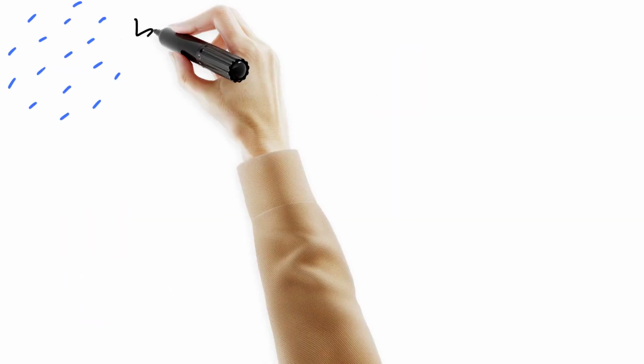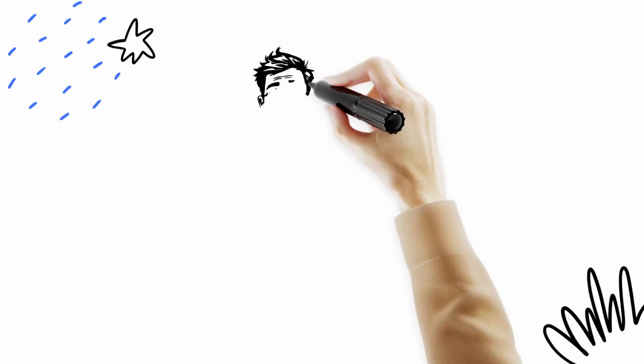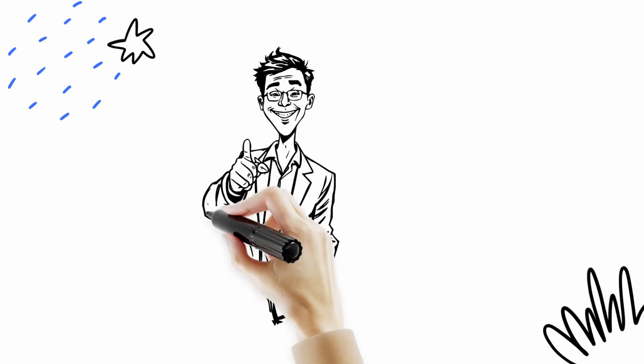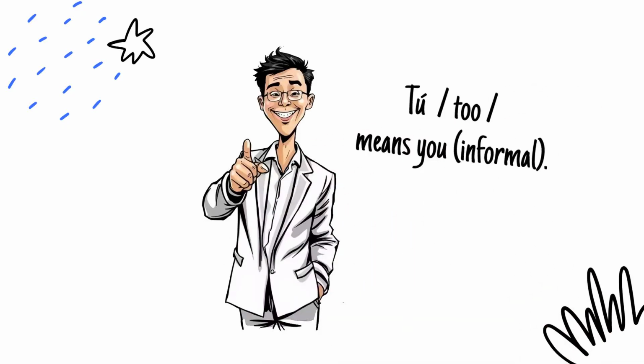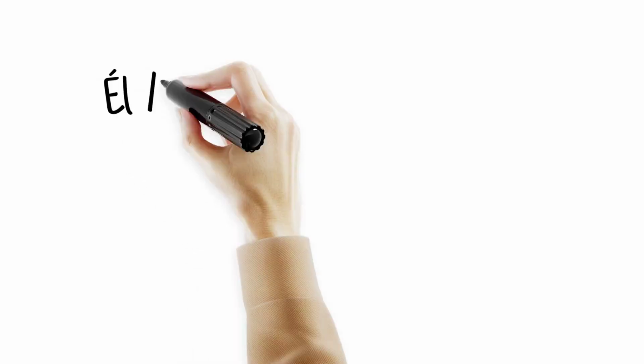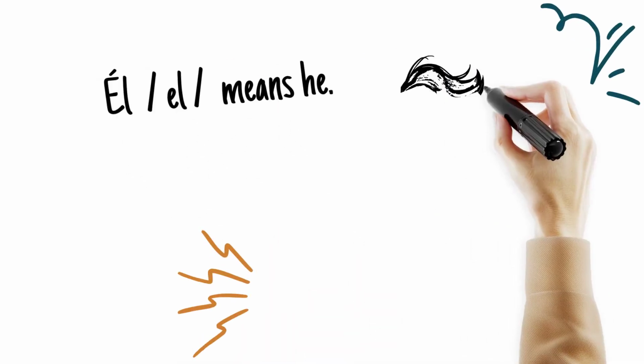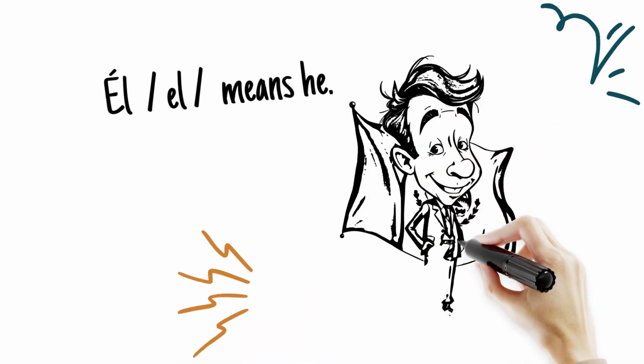Tú means you, informal for friends, family, people your age. Example, tú eres mi amigo. You are my friend. Él means he. Example, él vive en México. He lives in Mexico.